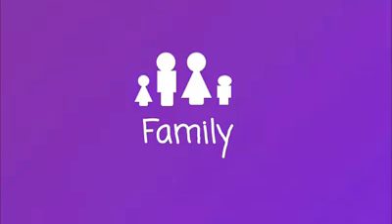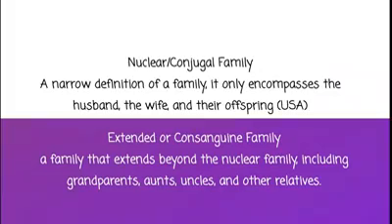Family can be distinguished as nuclear or extended. Nuclear or conjugal family is a narrow definition of a family. It only encompasses the husband, the wife, and their offspring, which is usually common in the United States of America, while extended or consanguine family extends beyond the nuclear family, including grandparents, aunts, uncles, and other relatives.